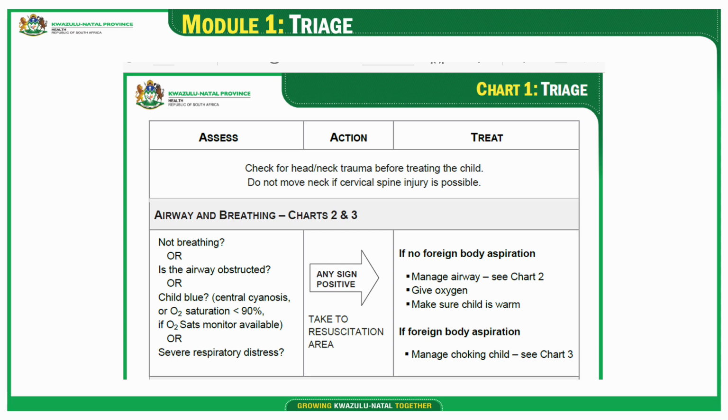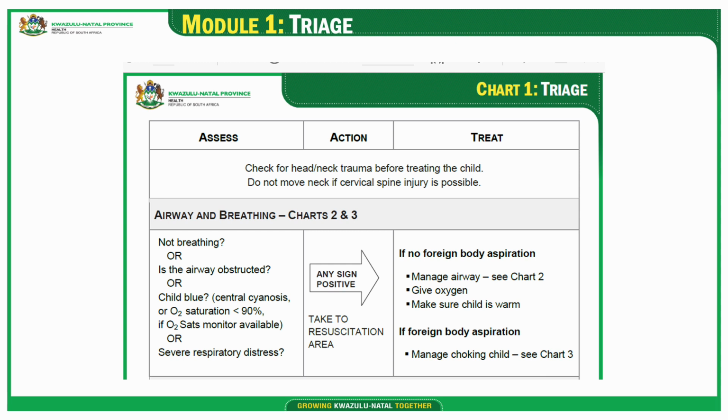To assess airway and breathing, we need to know: is the child not breathing? Is the airway obstructed? Is the child blue? In other words, has central cyanosis or an oxygen saturation less than 90%? Or is the child in severe respiratory distress? If any of these signs are positive, we take the child to the resuscitation area.